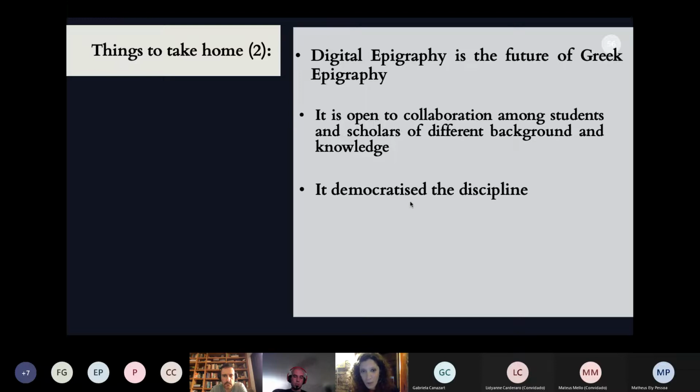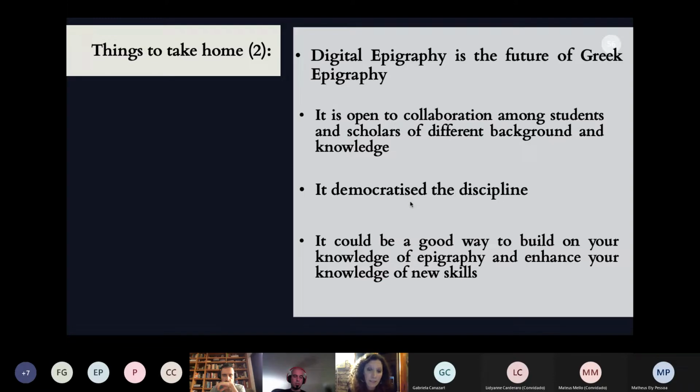So in a way, I think that this digital medium democratized the discipline and opened the discipline of Greek epigraphy. Because sometimes even scholars of different hierarchy work with the professor on the same project with the same tasks, just because everything is based on the skills and knowledge of people and not on the hierarchy. And it is something very new in academia, I would say.